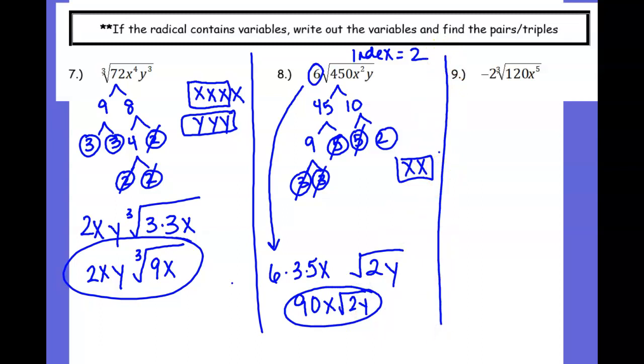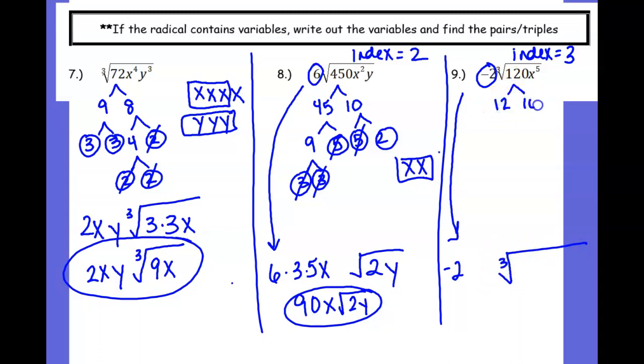All right, number 9, our cube root, the index is 3. We're not going to forget about this negative 2. Bring it all the way down. Okay, and let's leave some space. Maybe I'm going to put that cube root in right now so I don't forget about it. All right, 120, I'm going to do 12 and 10. 12, I'm going to do maybe 4 and 3, and then 2 and 2. And 10, of course, is 5 and 2.